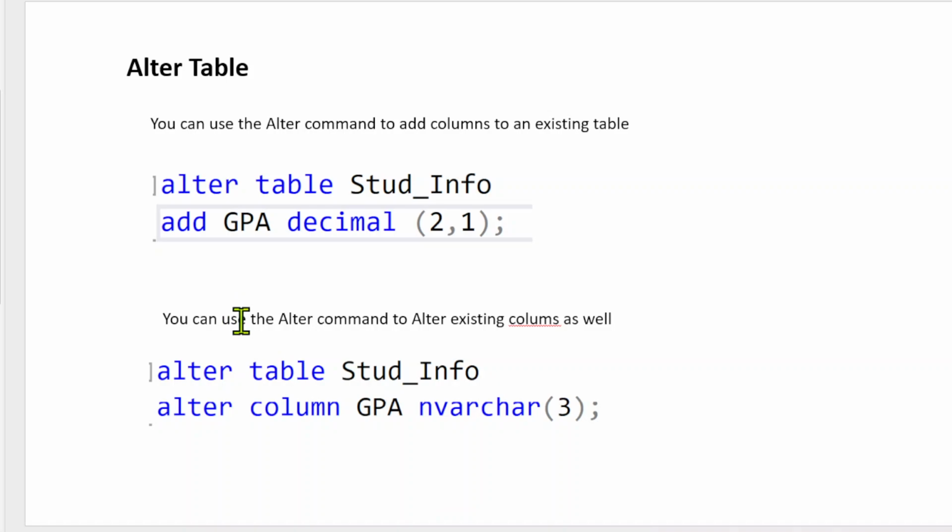And then you can use the alter command to alter the existing columns. So here I'm adding a new column that didn't exist. Here I'm altering an existing column, okay? Keep that in mind. So this one says alter table student info, then it says alter column GPA. And you do need to have the first line because it has to know what table you're talking about.